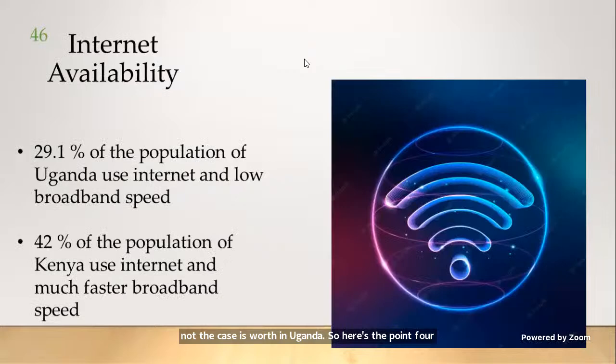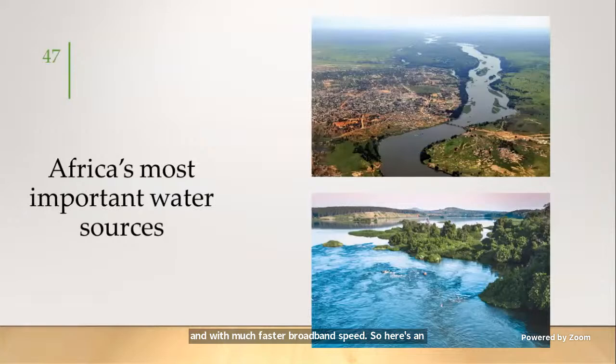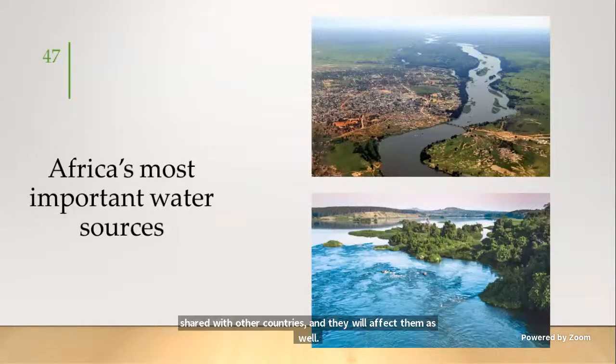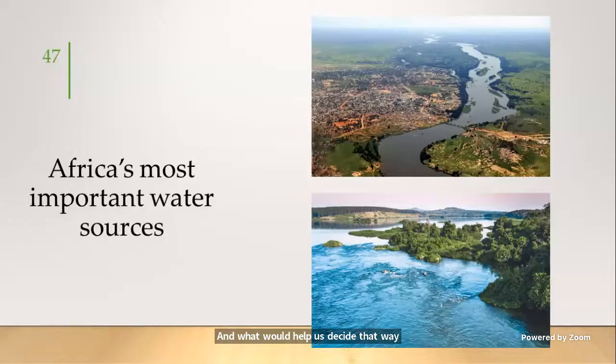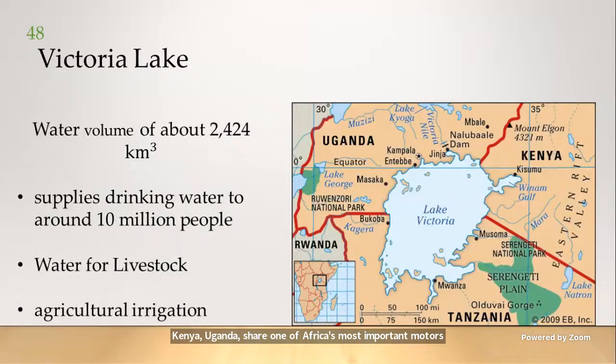Now for the internet availability, we will see that a larger percentage of Kenya's population use the internet, with much faster broadband speed. So here's an advantage for Kenya. Until now, they are both equal. So the deciding factor will be which country has water sources that are also shared with other countries and will affect them as well. And what will help us decide that, we should see which of Kenya and Uganda shares one of Africa's most important water sources, like the Nile River and Lake Victoria.